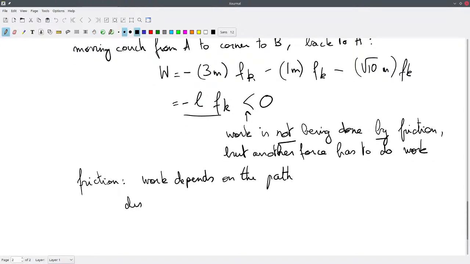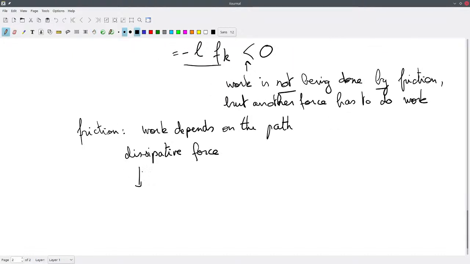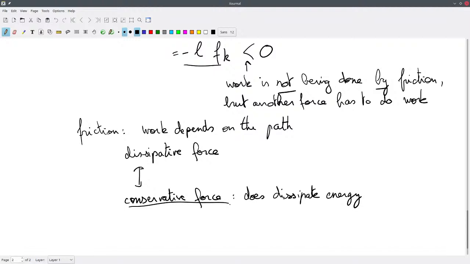And this is an example of a dissipative force, which is in contrast with a conservative force. A conservative force is a force that does not dissipate energy, it conserves energy. So energy is, well, let me not write that in those terms, but does not dissipate energy. And an example of a conservative force, this is the kind of forces where the work does not depend on the path.